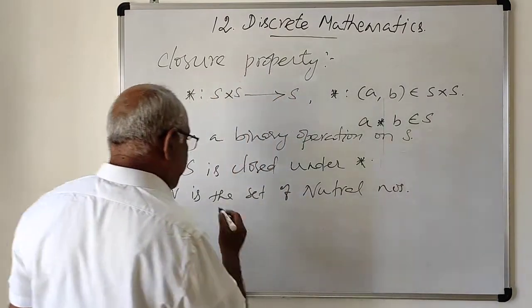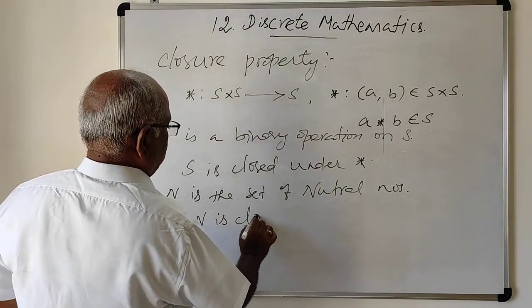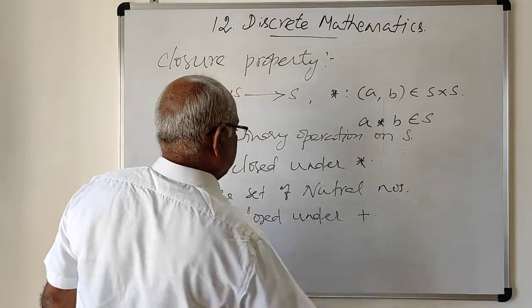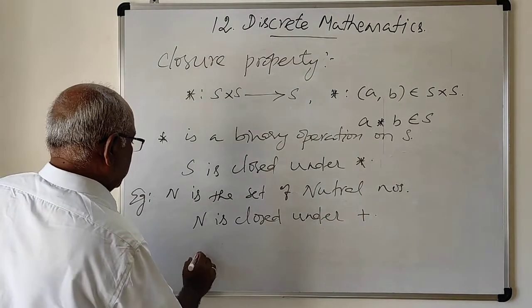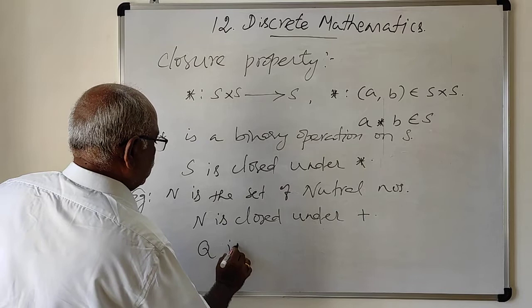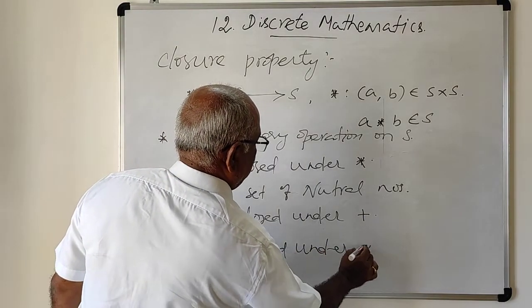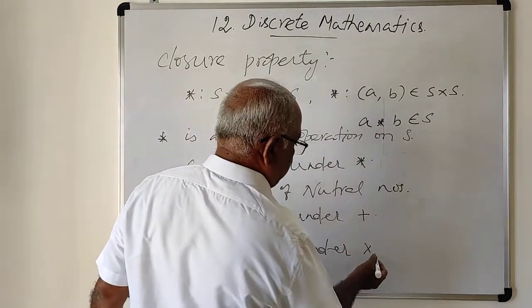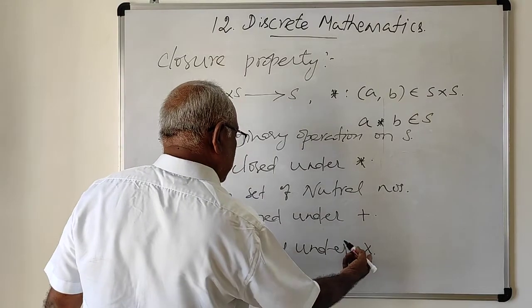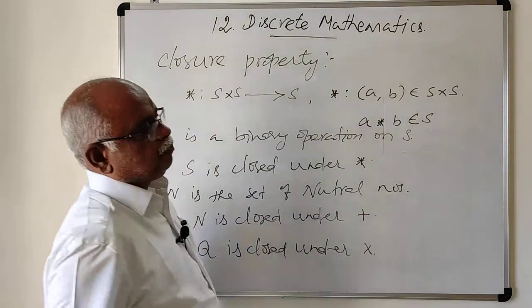Natural numbers: addition is a binary operation, therefore N is closed under addition. Similarly, Q is closed under multiplication, because multiplication is a binary operation on Q. Therefore, Q is closed under multiplication.